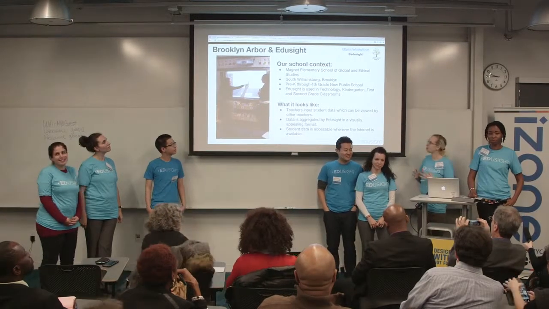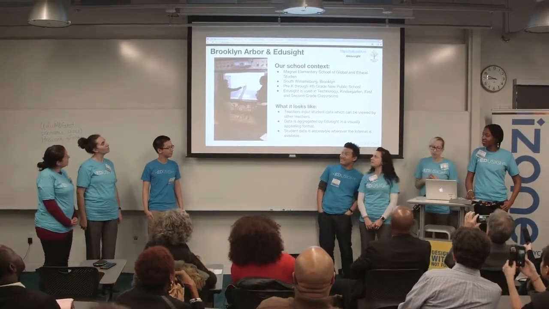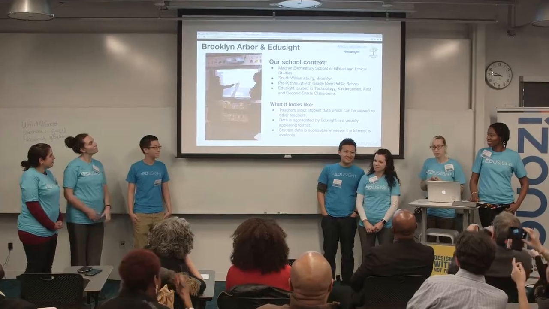We're going to start by telling you a little bit about our school. We are a magnet school in Williamsburg, Brooklyn. And that means we take kids that are zoned from our neighborhood as well as kids that apply to come to our school from other neighborhoods around New York City. We currently service pre-K through 4th grade.